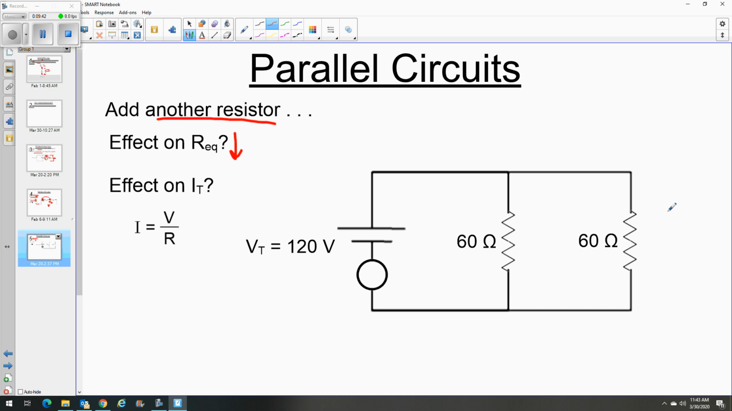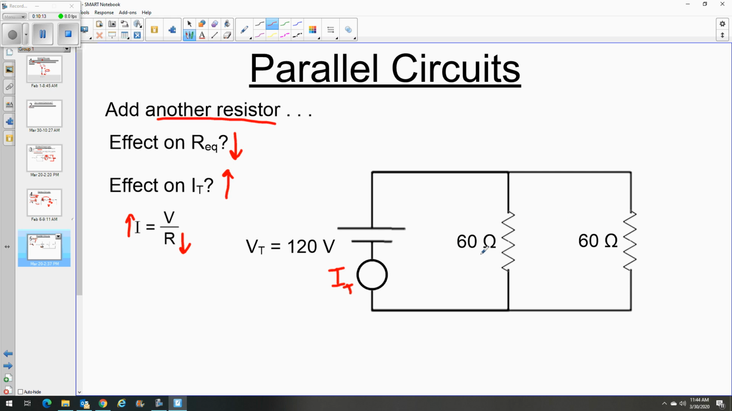If you add another lane in a checkout line, then the trip through the store just got easier, meaning its equivalent resistance went down. So if the equivalent resistance goes down, that must mean that the total current must go up. This meter has been inserted to read I total. So let's see if our predictions are right, that adding another resistor will decrease total resistance and increase total current.